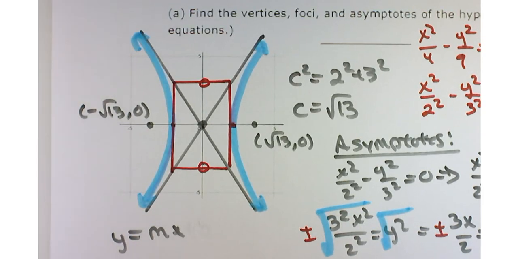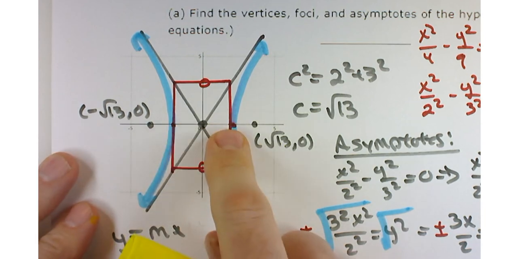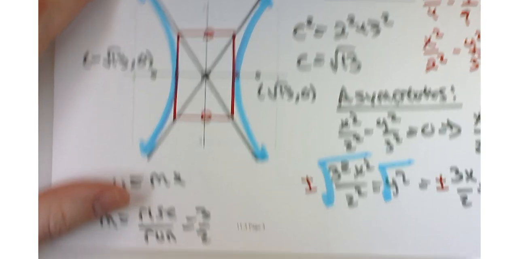Okay, did you get the length of the transverse axis? The transverse axis has a length of 4 again, from -2 to 2. Okay.